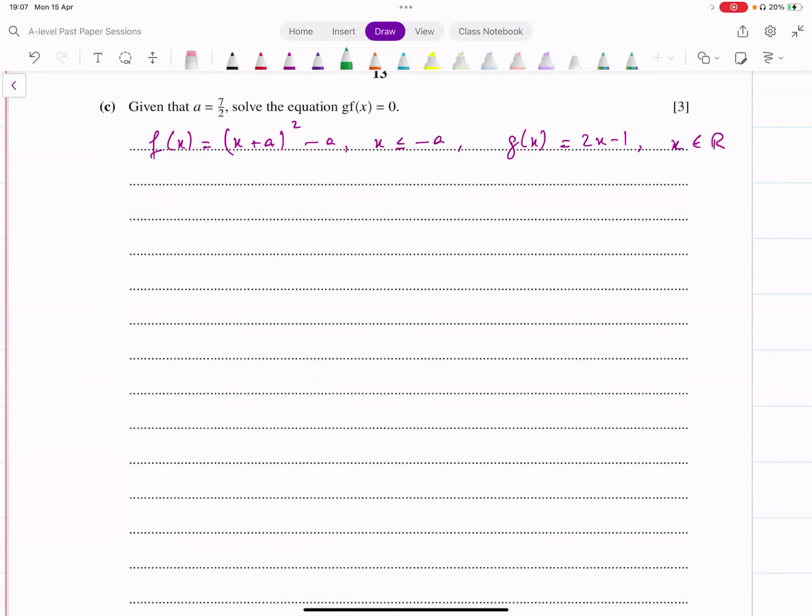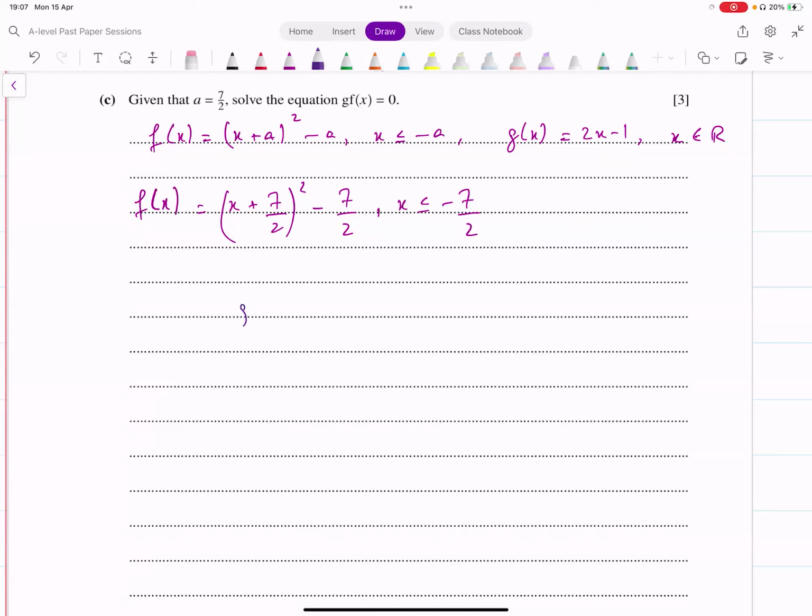Now, the equation that we need to solve is gf(x) equals 0. For that, first of all, they've given us the value of a. So it becomes (x + 7/2)² minus 7/2, and the domain is x less than or equal to minus 7/2. That's the function f(x), and g(x) is this. We just have to solve this equation.